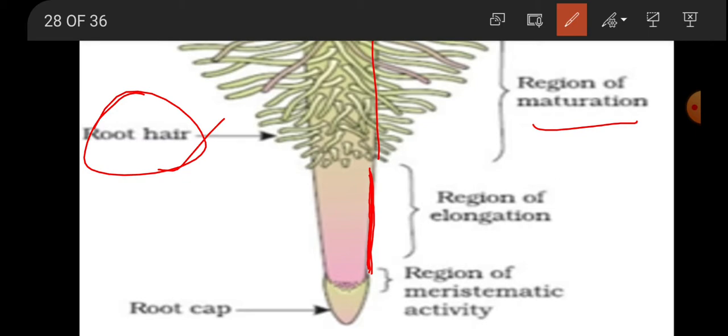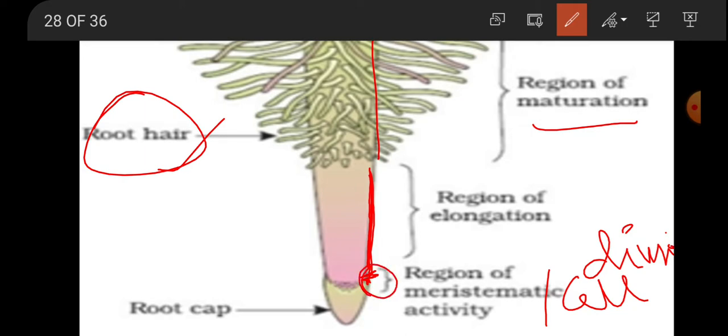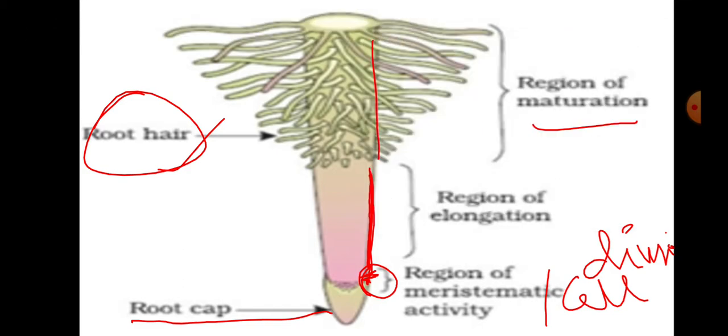towards the downward side. And the third part is your region of meristematic activity, or in your textbooks it is given as the region of cell division, where new cells are formed. At last, the important part, that is your root cap, which helps in the growth of the plant and deeply penetrates into the soil. So these are the four different regions that we observe in roots.